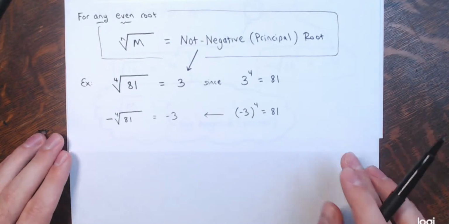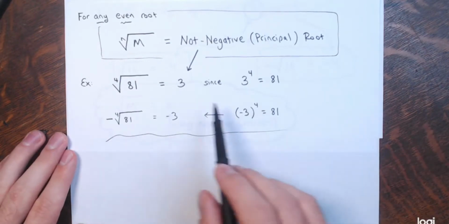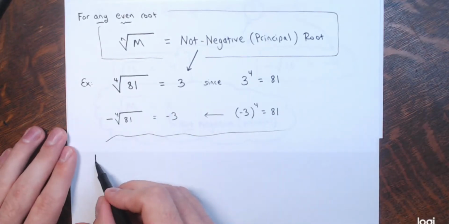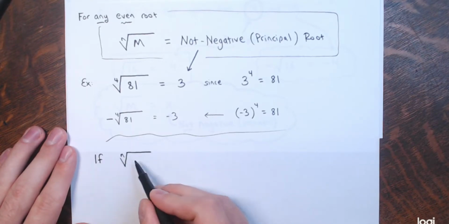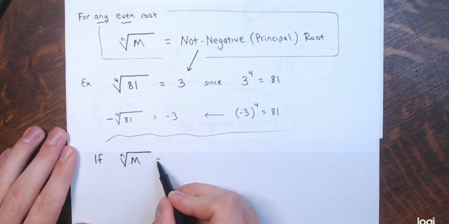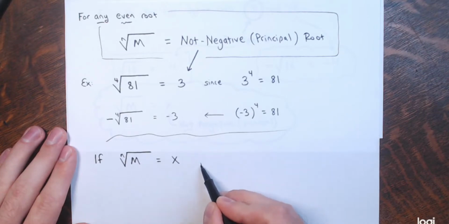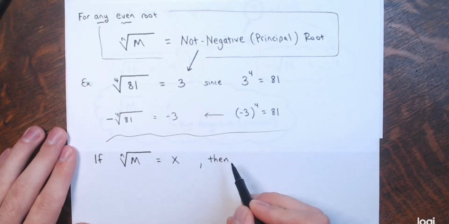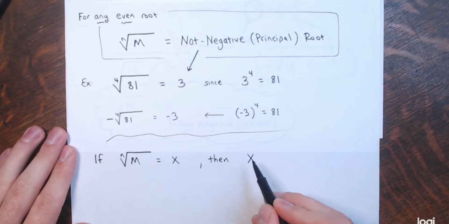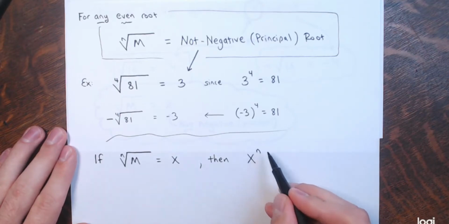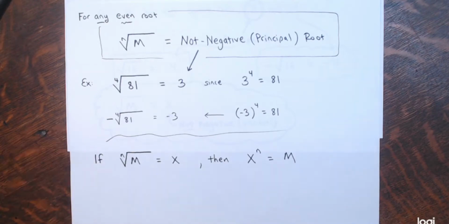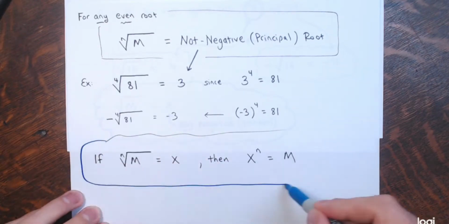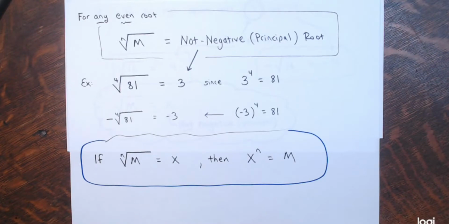All right, and then one more rule here. You might have guessed from here. If the nth root of some number m is another number x, then that means that x to the nth power must be equal to m. Lots of rules, I know.